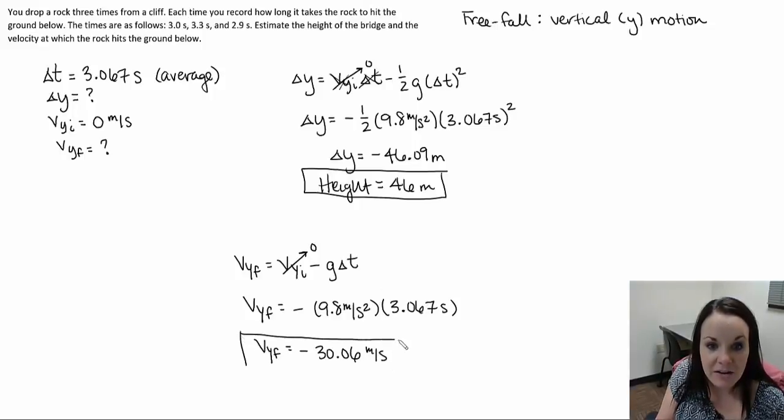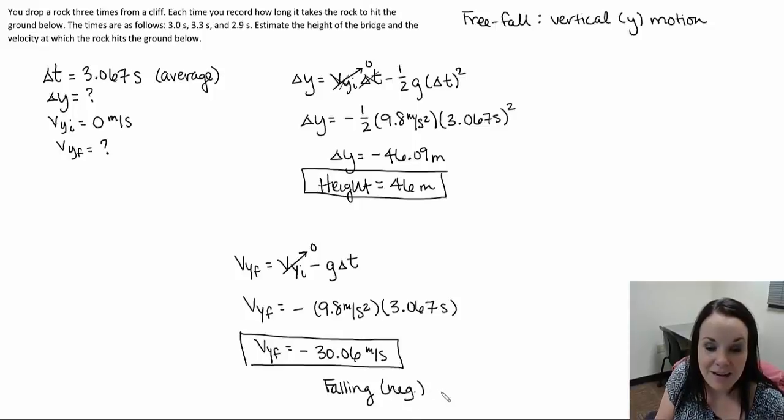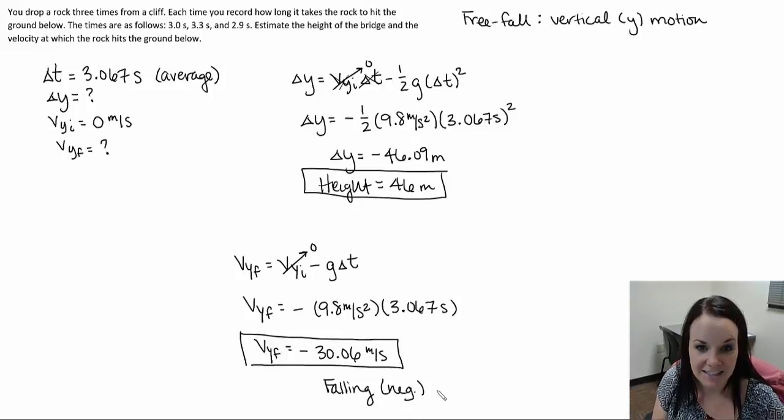and that makes sense that it's negative. Negative implies for vertical motion that we're falling down. And so because we are falling, that implies negative. And that makes sense because we got a negative velocity. So that's how you solve these equations.